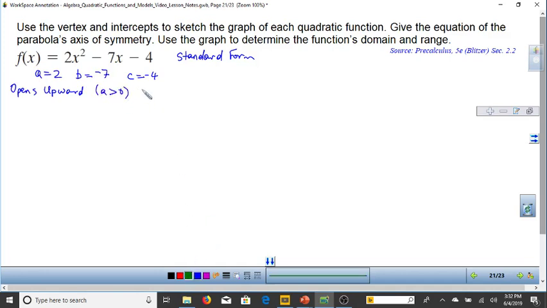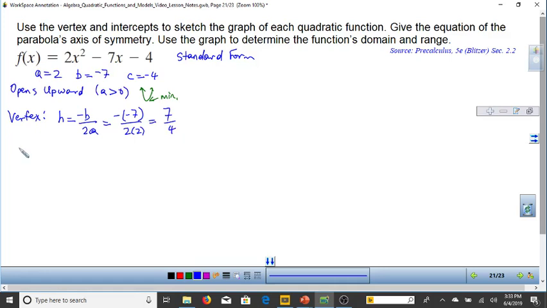So I'm going to draw a little sketch to remind us what the graph looks like. So we know we're going to have a minimum. And let's find our vertex. To find our vertex, this is in standard form or general form. So we do h, which is negative b divided by 2 times a, which is negative of negative 7 divided by 2 times 2, which is 7 over 4.